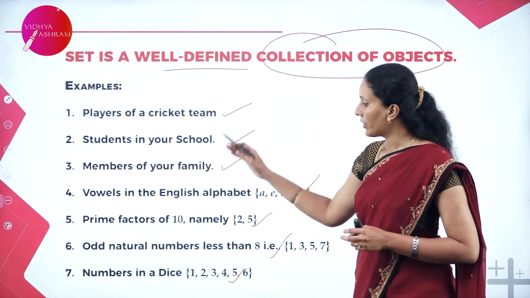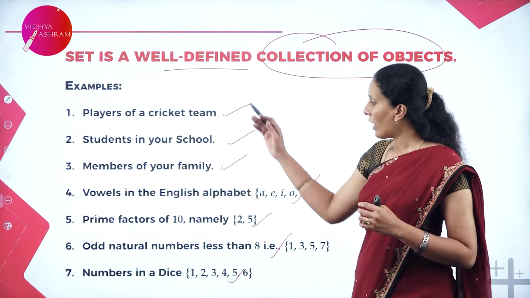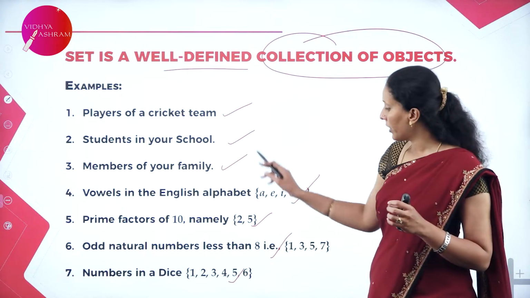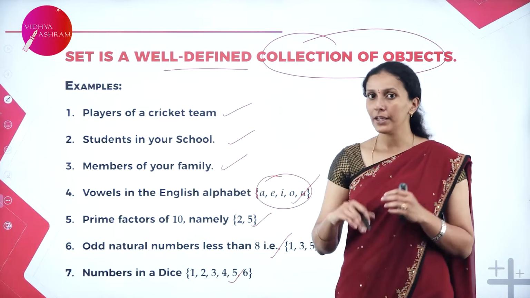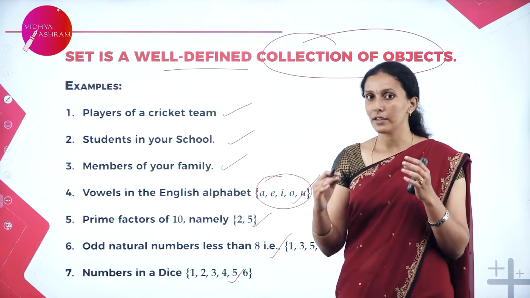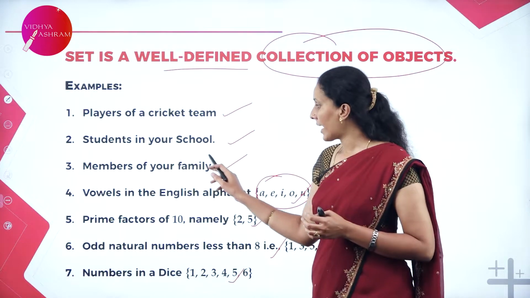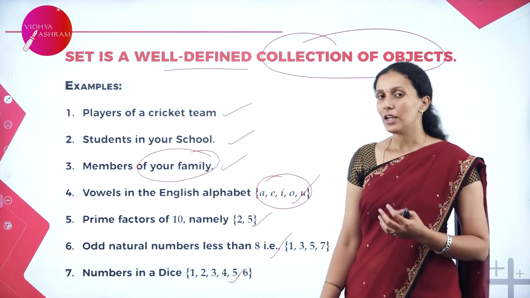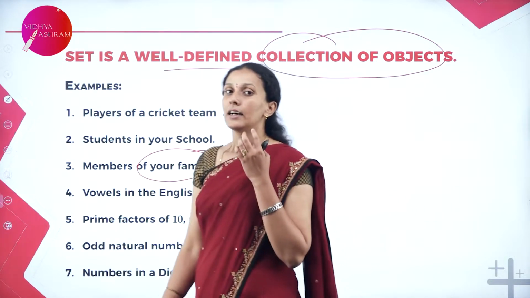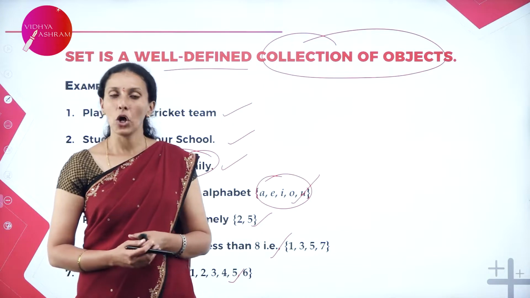So clearly when you see all these examples, we have a very defined property in all the elements inside the set. When I say the members of your family, you can't include any other person, a neighbor to you. So exactly you have only the family members related to you. That's why we call a set a collection of well-defined objects.